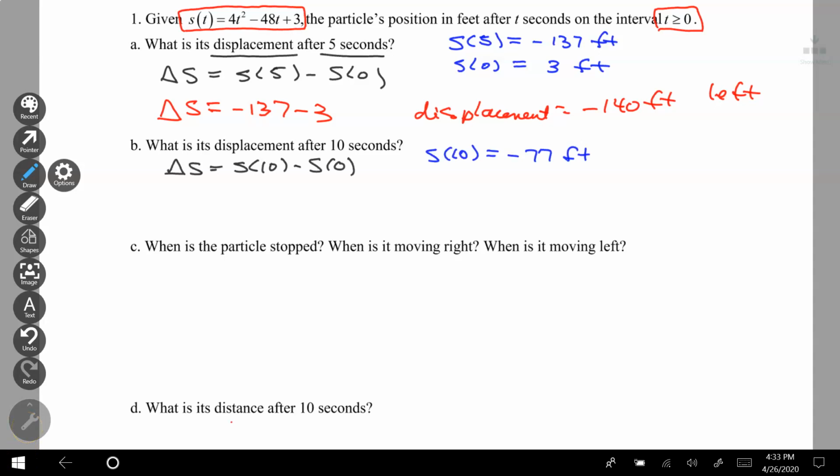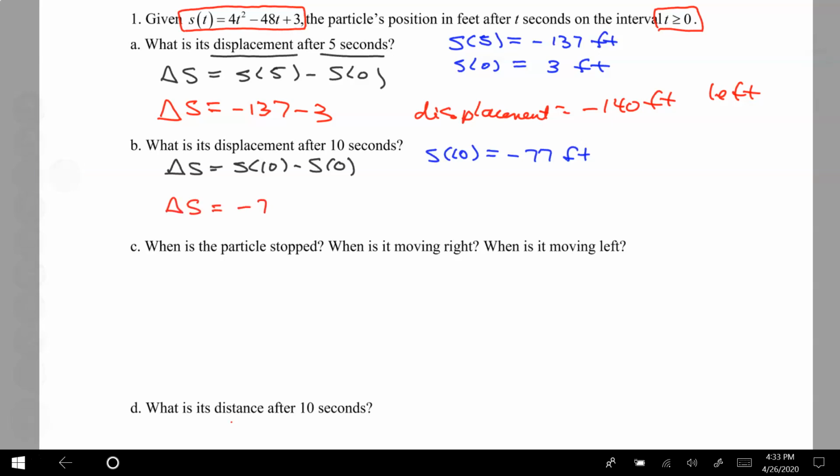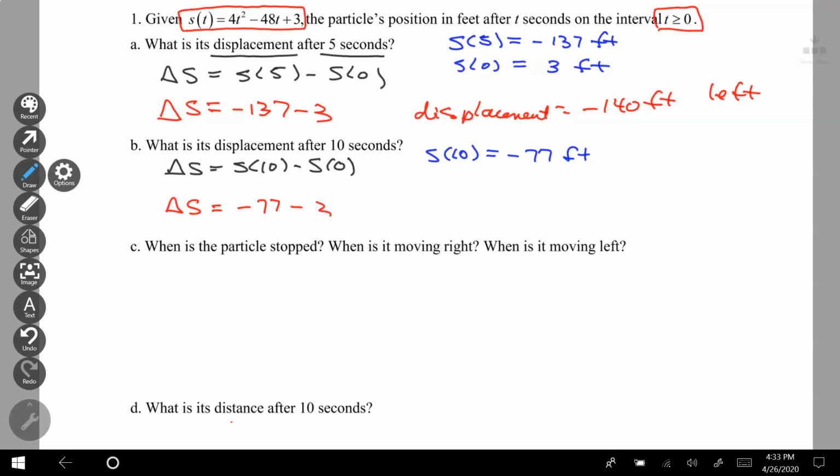For part B, I have to figure out the displacement after 10 seconds, and now I'm going to do delta S is equal to -77 minus 3, and I get my displacement. Now it is -80 feet. That means I went left from the beginning of time. So what does it mean when the particle is stopped?